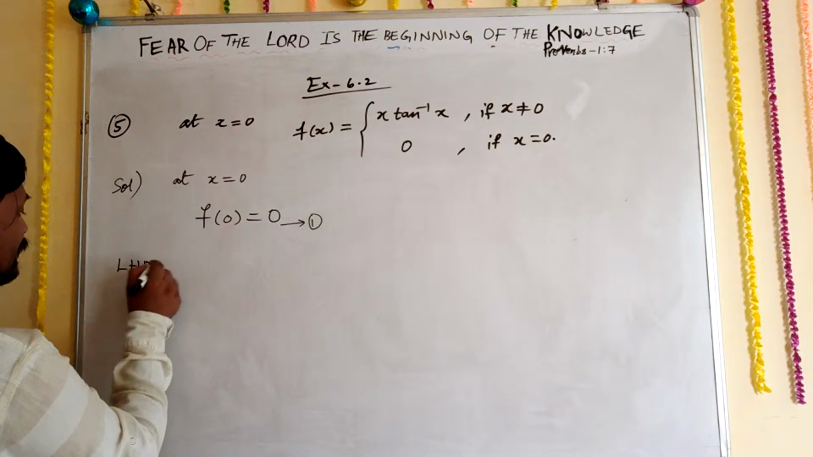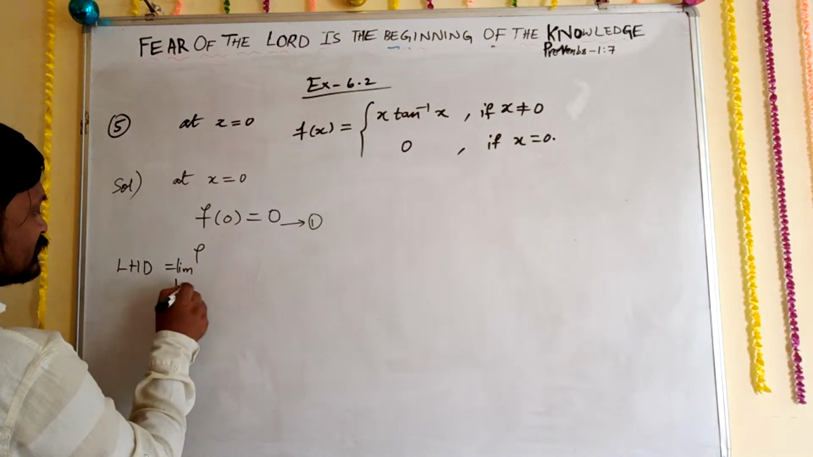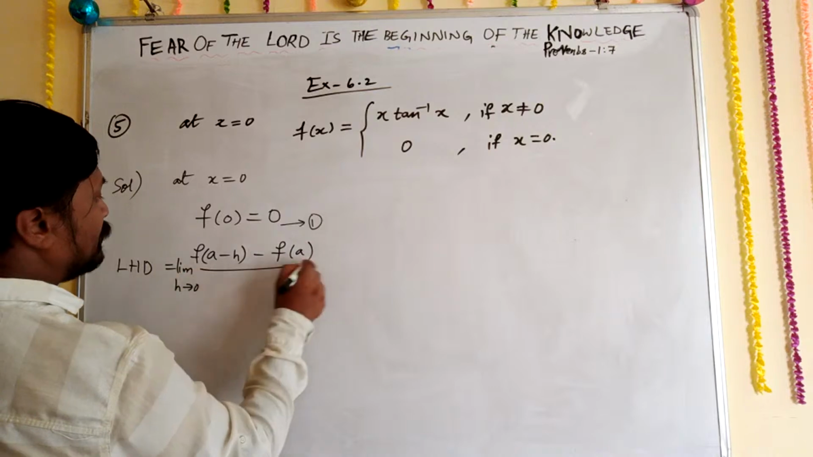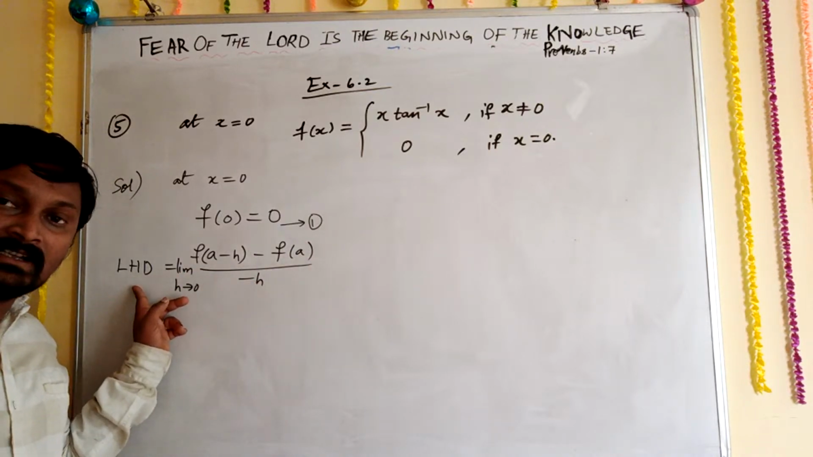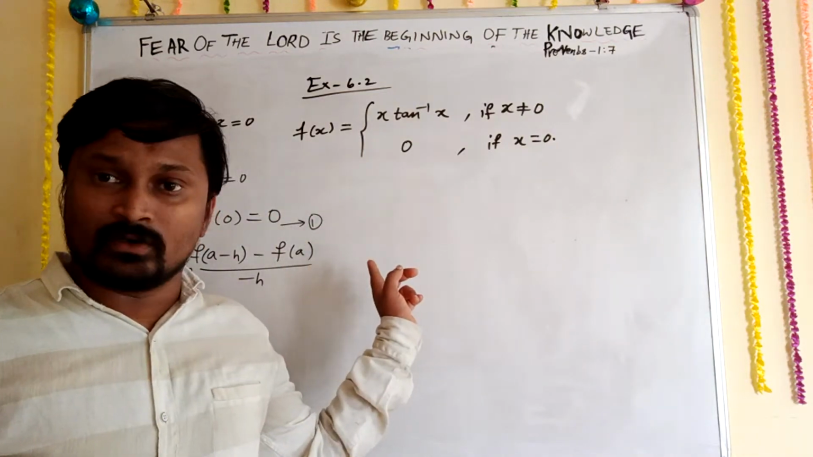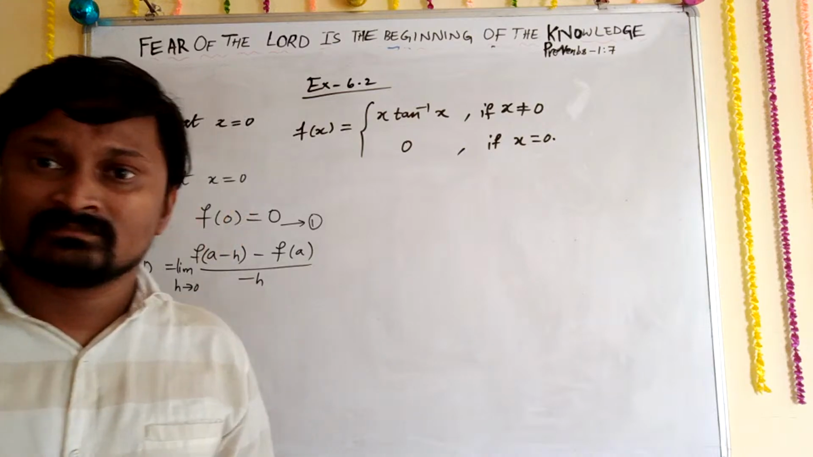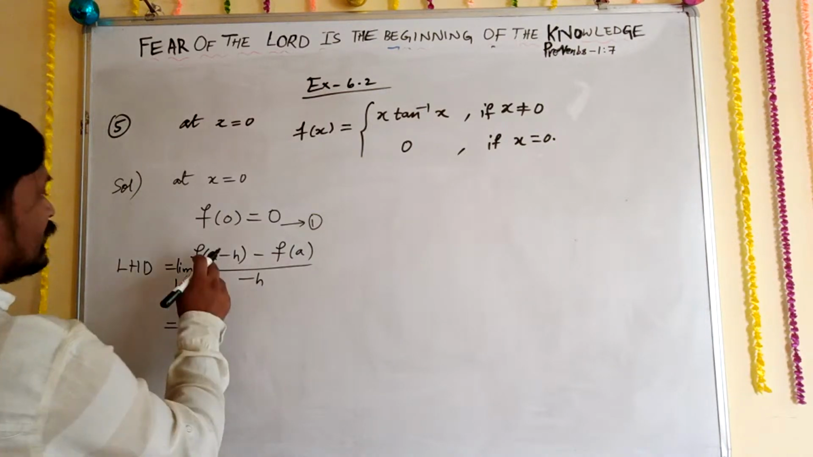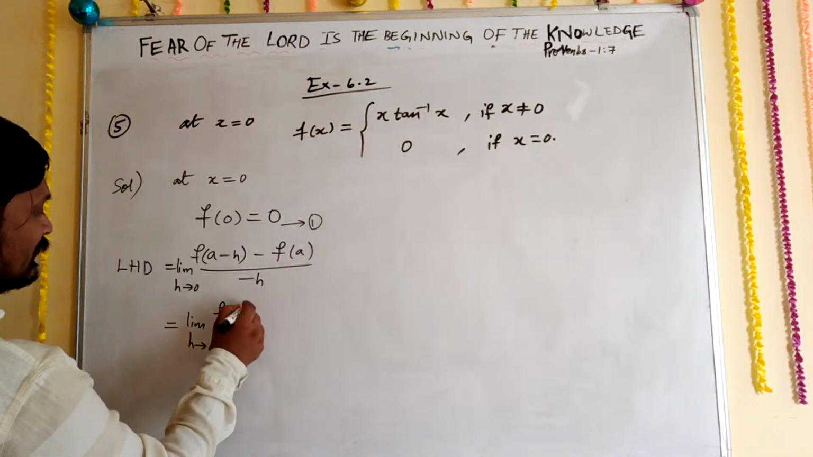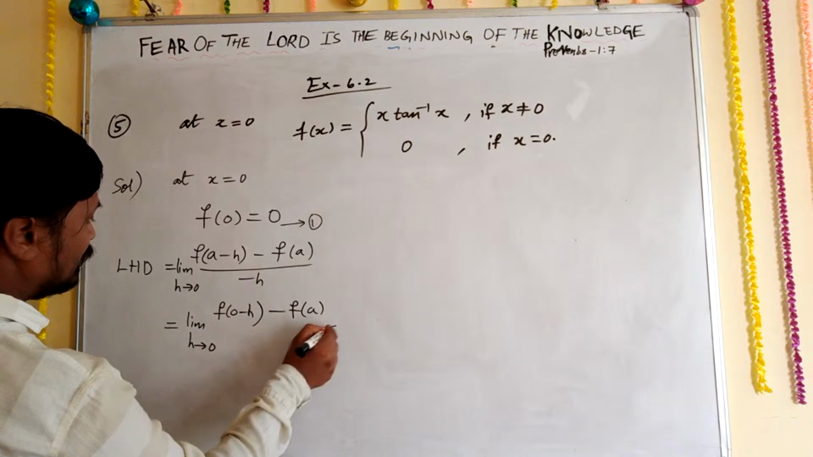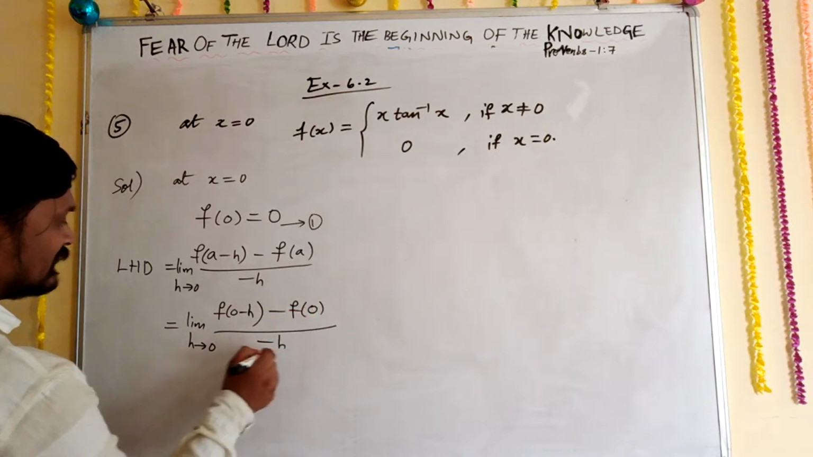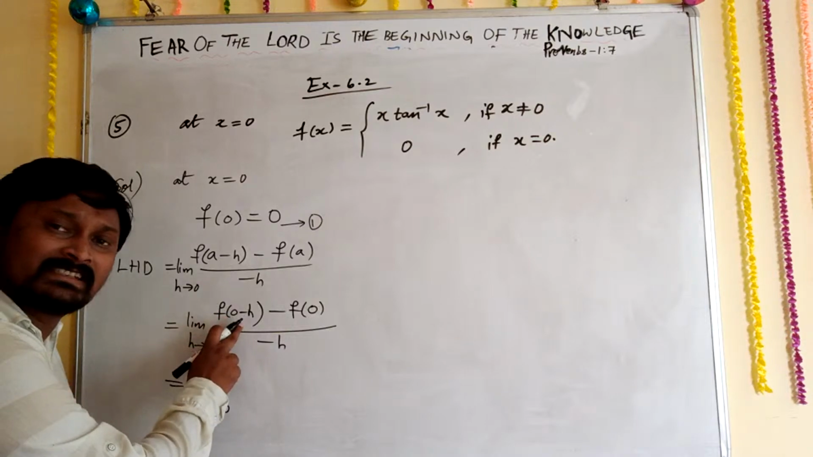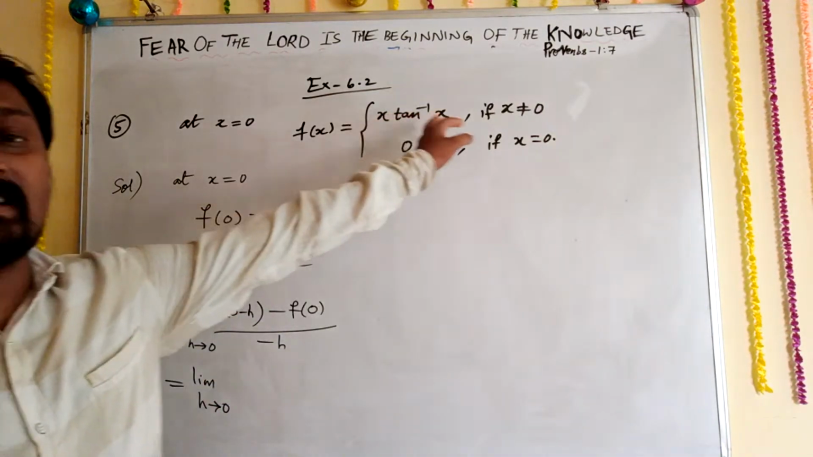And what is your left hand derivative formula? You already know that it is limit h tends to 0, f of a minus h minus f of a upon minus h. This is your left hand derivative formula. So now what we need to do is wherever a is there, substitute 0. So this is equal to limit h tends to 0, f of 0 minus h minus f of a, a means here 0. That is equal to, what can I write, limit h tends to 0, f of 0 minus h means minus h. So wherever your x is there, you have to substitute minus h.